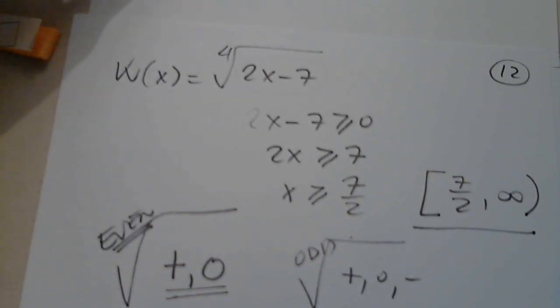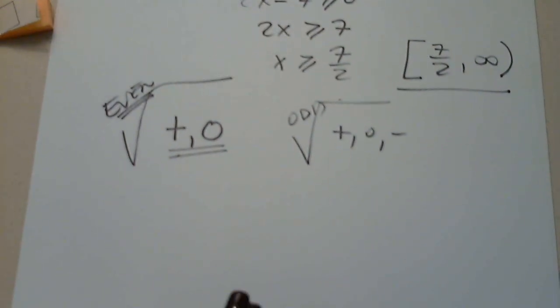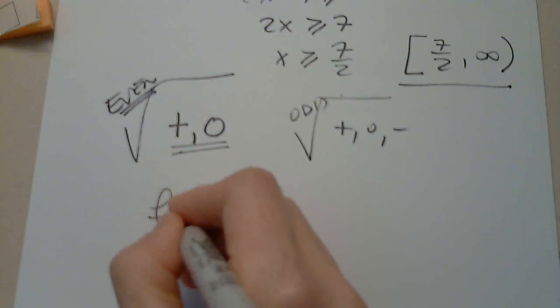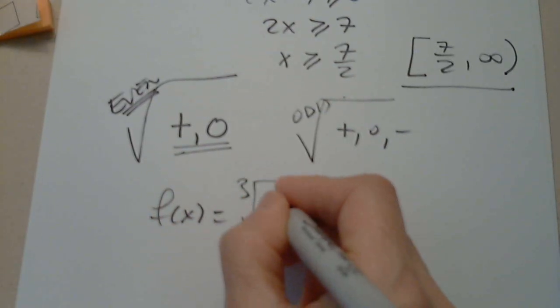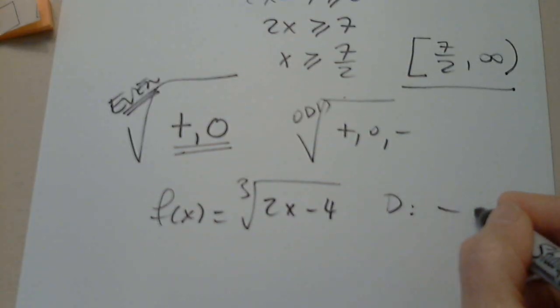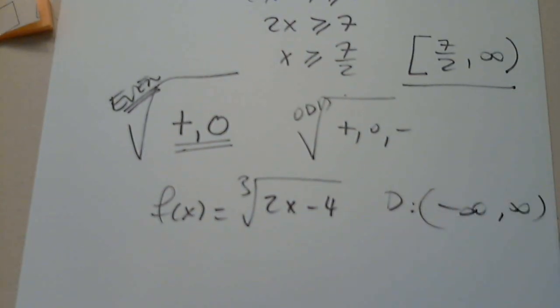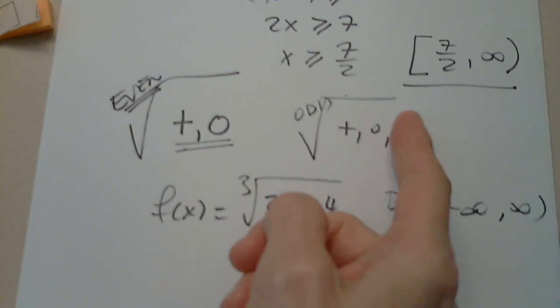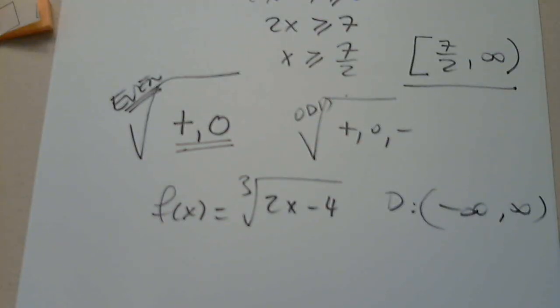So if I'm given this function, let's say f of x equals the cube root of 2x minus 5 or minus 4, whatever, I will not do anything. I'm done. Because it's the cube root. A cube root can be determined no matter what.